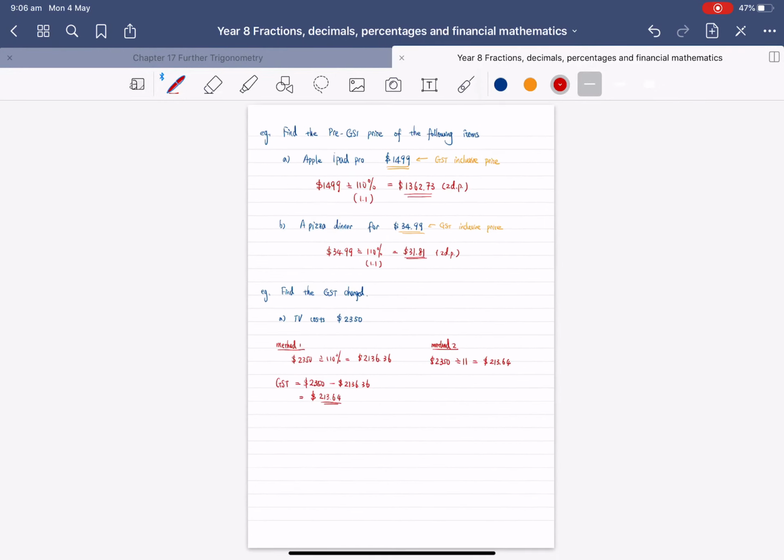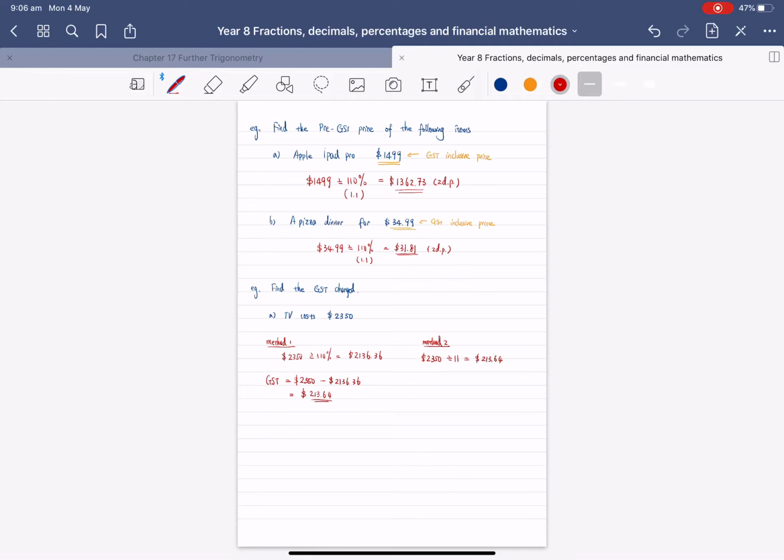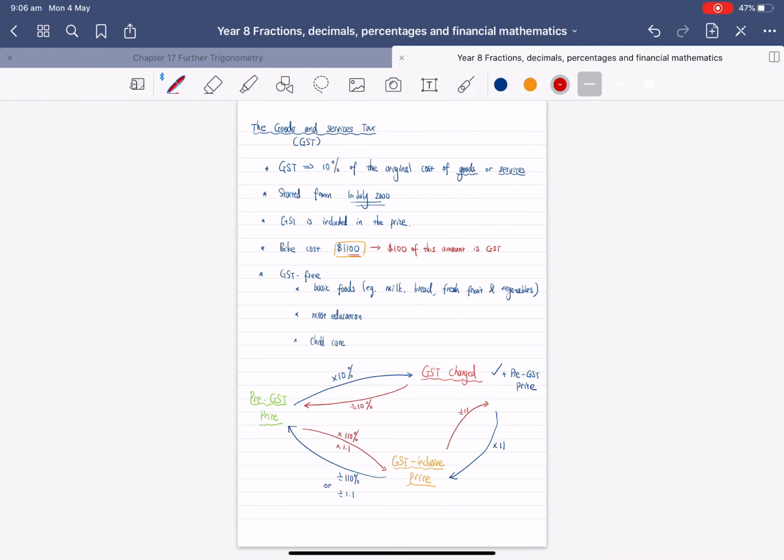All right, so I think that's pretty easy, and as long as you follow the flow chart, you should be able to work out the answer quite easily.